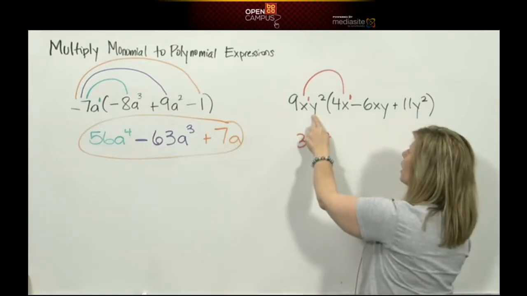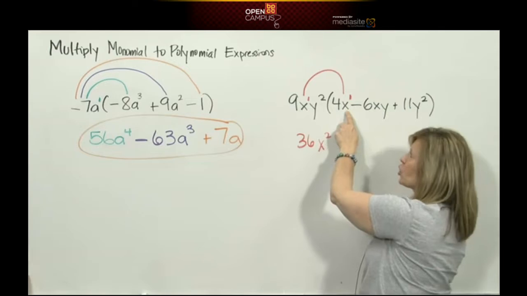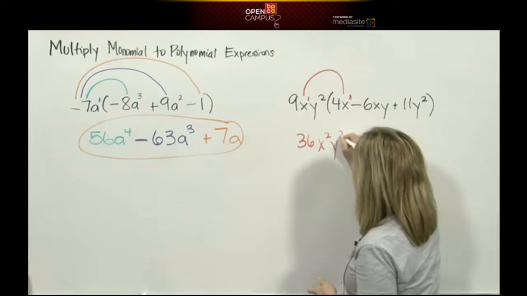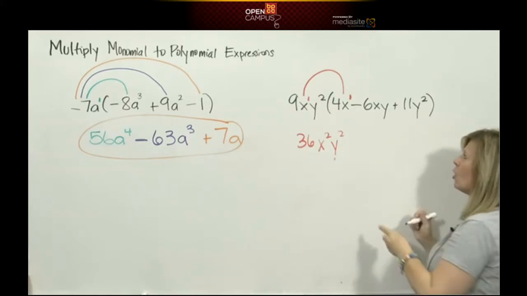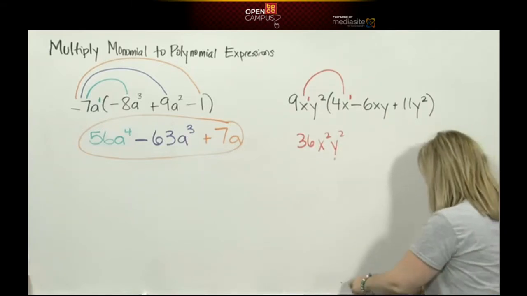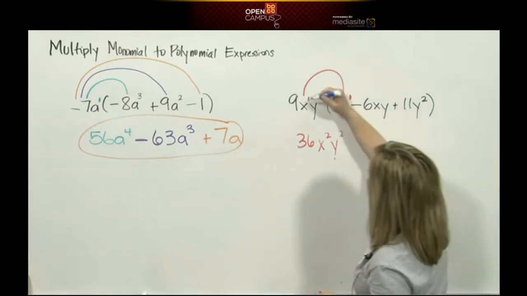Now, there's a y squared. There is no y in this term, so we just bring that down, because it has nothing to multiply with. That's a monomial. It's all connected by multiplication. Are we done? Nope. Let's make our next rainbow.